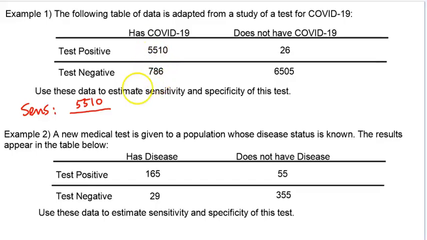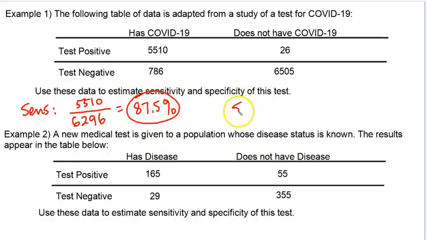Okay, so to find the denominator to get our ratio, our percent, we're going to have to add these together, and that would be 6,296. So getting that in percent form, we would say it's 87.5%.